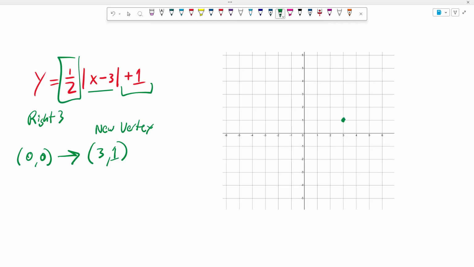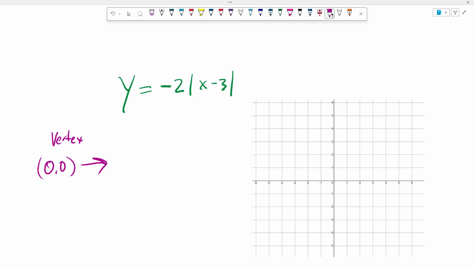And then what's our slope going to be? Our slopes are going to be 1/2 and -1/2. So rise 1, run 2. So the 1/2 actually, instead of stretching it, compressed it by 1/2. Or say it stretched it by a factor of 1/2, which means it compressed it. And there's the quick graph.